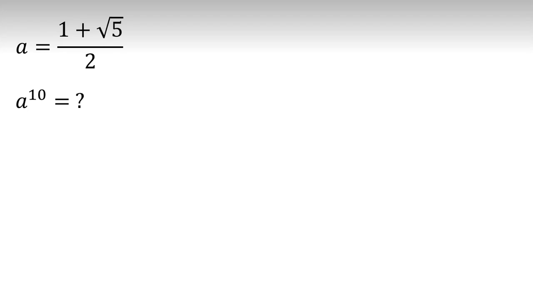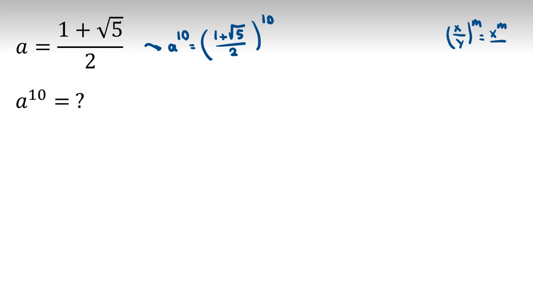A equals (1 plus root 5) over 2, and we want to find A to the 10. If we consider A to the 10, it will be ((1 plus root 5) over 2) to the power of 10. And by the power rule, we know that (x over y) to the power of m equals x to the power of m over y to the power of m.